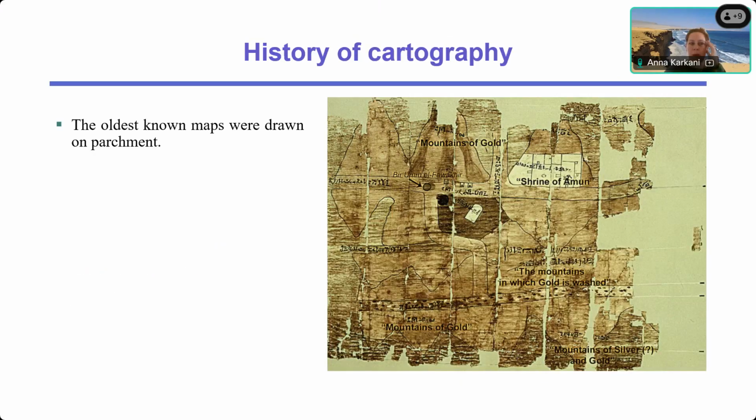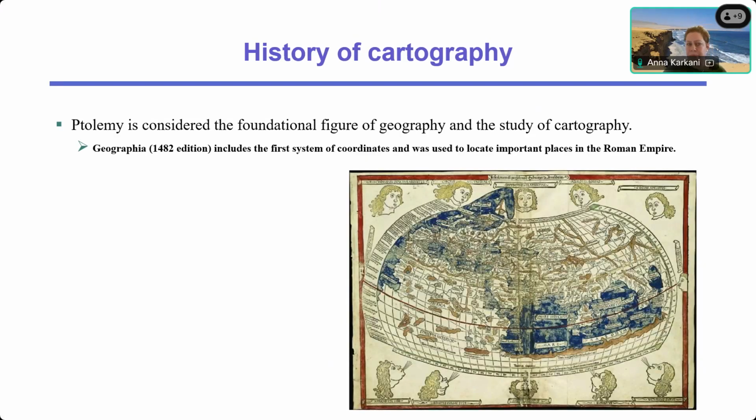So the oldest known maps were drawn in parchment, just to give you an idea of that. And then if we look into the history of cartography, Ptolemy was considered as one of the foundational figures of geography and in the study of cartography. This is part of his work in 1482 in Geographia, which is actually considered to include the first coordinate system, and it was used to locate important places in the Roman Empire.